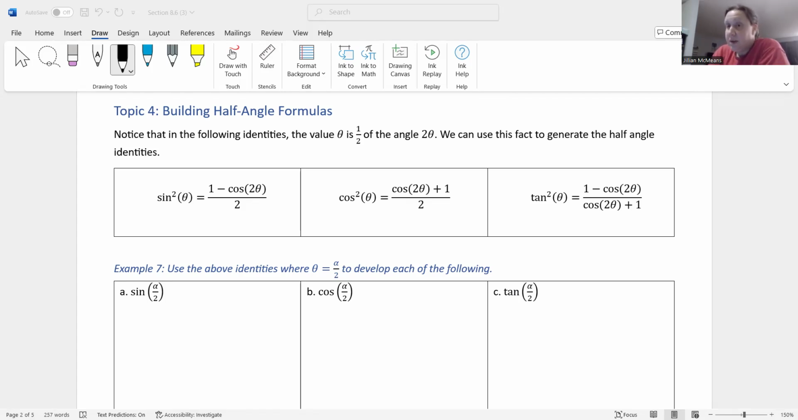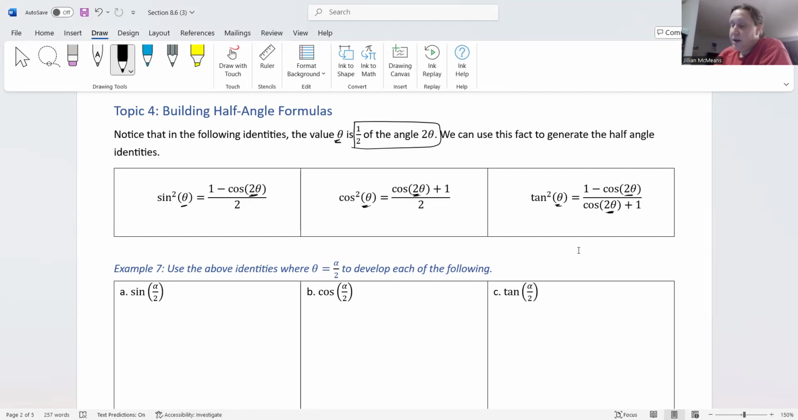Now, something that you need to notice is that in these formulas, the value of theta is half the value of the angle 2 theta. If I were to take 2 theta and divide it by 2, I would just get plain old theta. So essentially, theta is half the angle that we have in these formulas. That is not totally an accident. What we're going to do is take these values for sine squared theta, cosine squared theta, and tangent squared theta, and manipulate them to get something called a half angle formula.